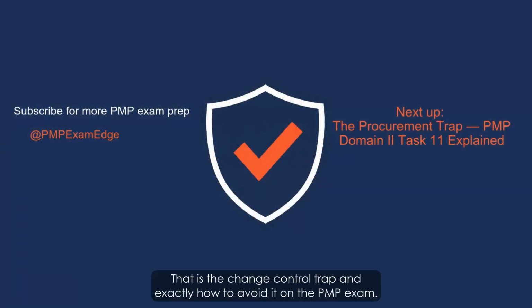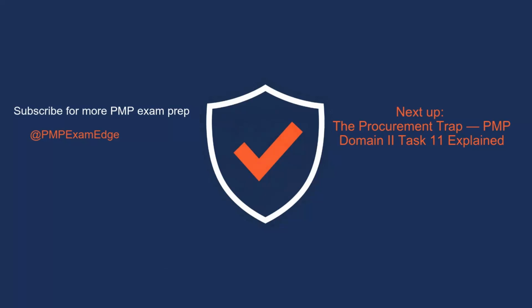That is the change control trap and exactly how to avoid it on the PMP exam. Log it, assess it, get formal CCB approval, then implement every time.